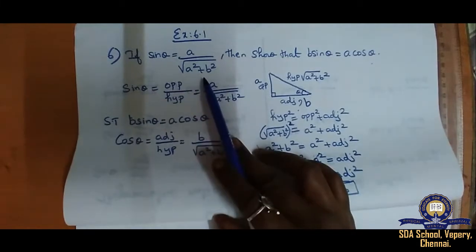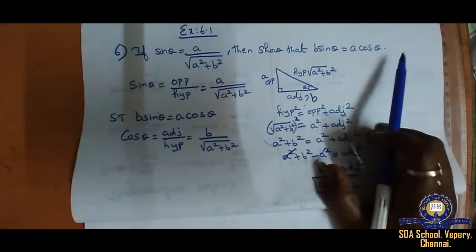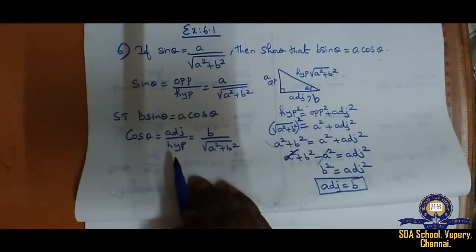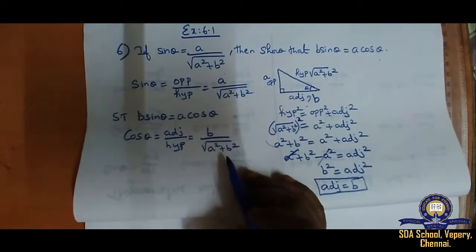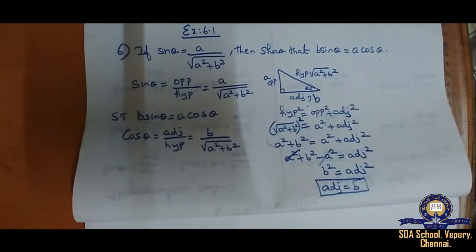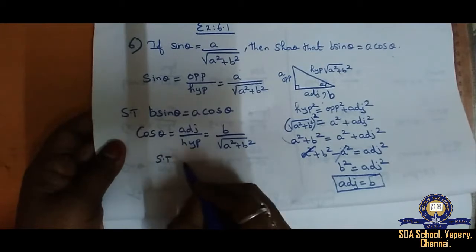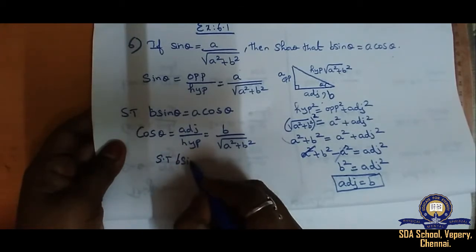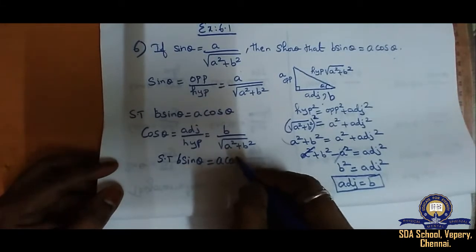Sin theta they have already given us: a by root of a square plus b square. Cos theta we have to find out. Adjacent by hypotenuse is the cos theta formula. Adjacent value is b divided by root of a square plus b square. Now we are supposed to find out by showing that b sin theta is equal to a cos theta.